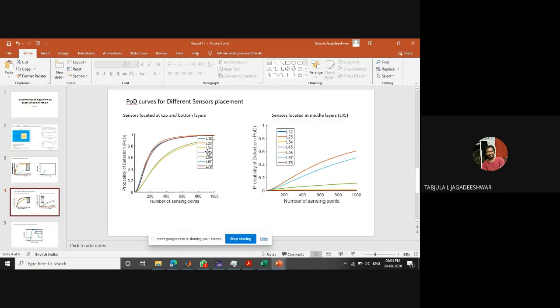So these are the performances for different layers again. If we observe, each curve corresponds to a different depth of delamination. Here, L12 and L78 are performing well, and L23 and L67 are also mapped here. Out of it, four are performing well, and the remaining ones are L34 and L56. These two lines correspond to L56 and L34, and they are also performing well. But coming to L45, it is almost parallel to 0.